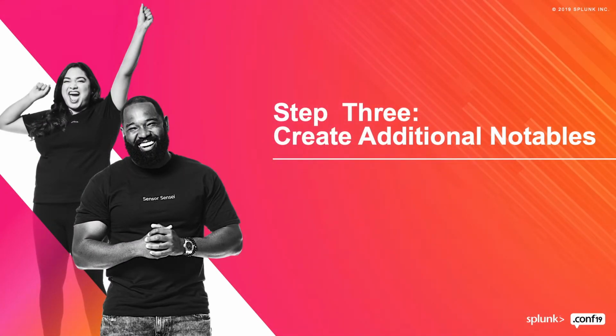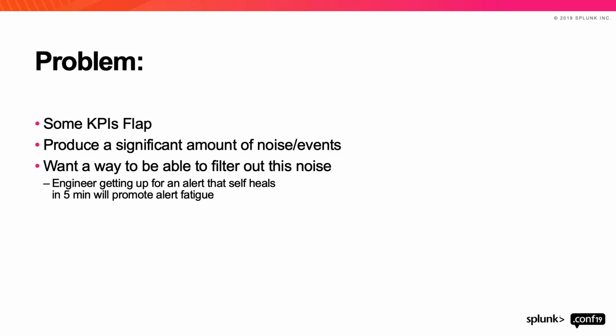So we've created notable events and shown you how to group them. We're going to go a little bit farther and show you an additional correlation search that you might think about in your environment. Here's a problem that I think everyone in their environment has. Some KPIs just simply flap, right? They produce a significant amount of noise and a significant amount of events.